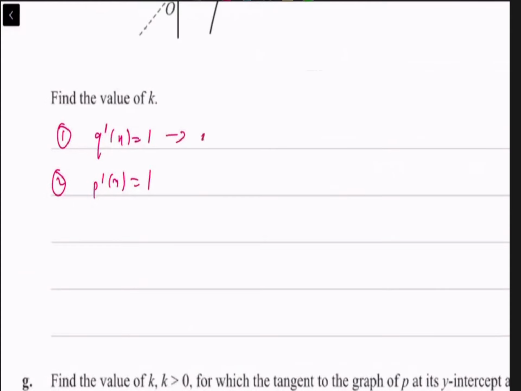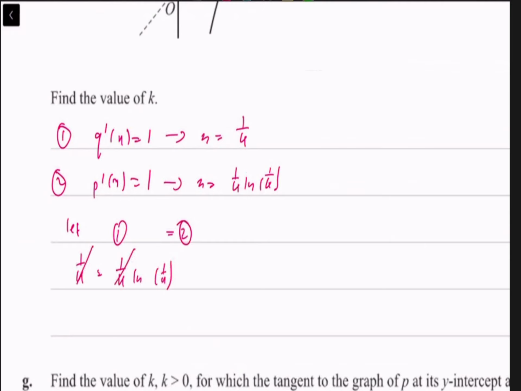So from here we get x equals 1 on k, and from here we get x equals 1 on k ln 1 on k. If you equate both of them, 1 on k equals 1 on k ln 1 on k. These will obviously cancel and get e equals 1 on k. So then k is 1 on e.